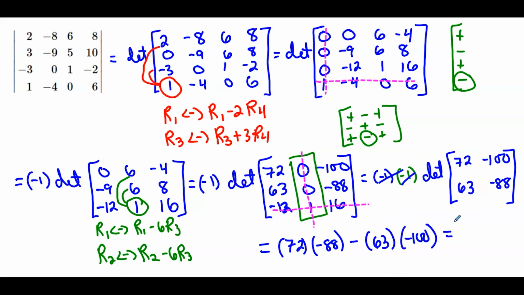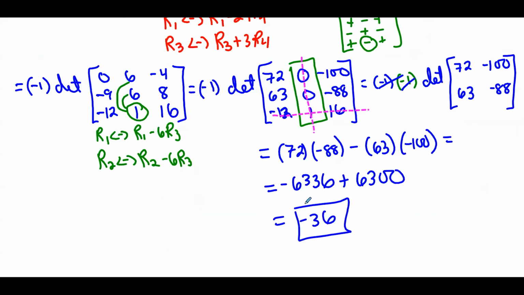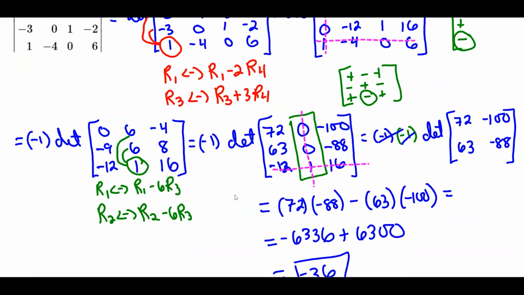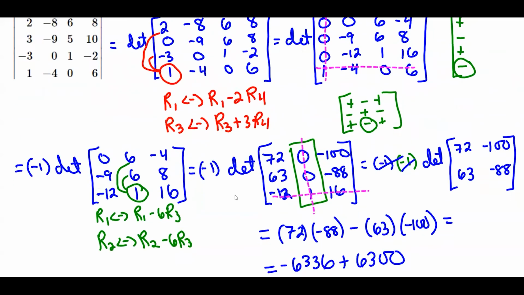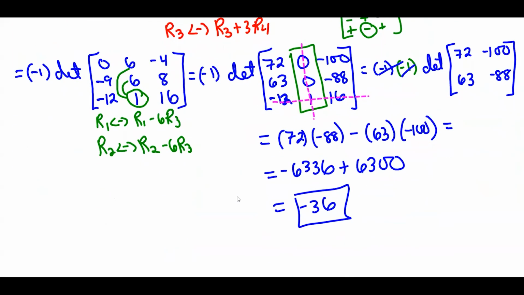Let's see what that is. So this is negative 6,336. I got two negatives here, so that's a plus. So this is 6,300. So the answer is negative 36. Now, did I do more work than it would have been to just do the determinant and not do the row reductions? Maybe, maybe not. But if you are having trouble taking determinants, then you can use row reduction to make it easier.